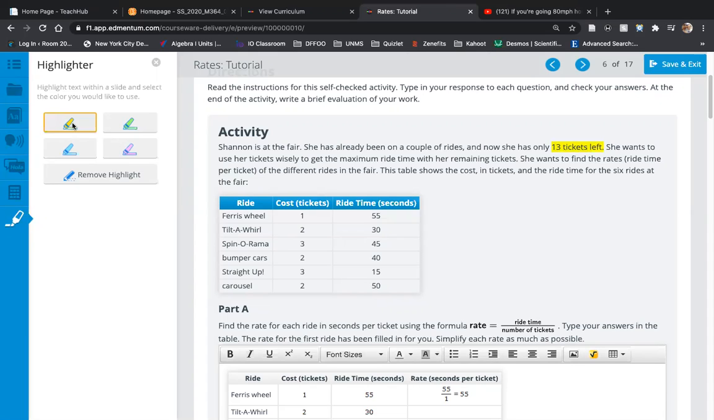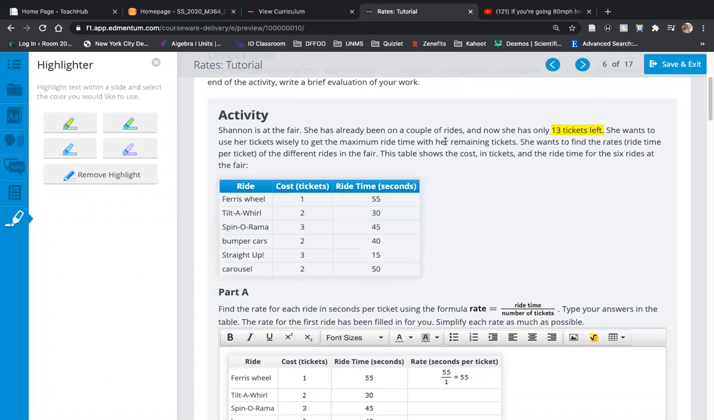Now, it says she wants to find the rates, the unit rate, ride time per ticket. So she wants to figure out for each ticket that she's gonna use on these rides, how much time she's actually going to get sitting on a roller coaster or some type of ride, right? The table down here shows a couple of different things. On the left-hand side, we've got the names of the rides that she's looking at: a Ferris wheel, a tilt-a-whirl, spinorama, bumper cars, straight up, and a carousel. It tells us how many tickets it costs to go on that ride.